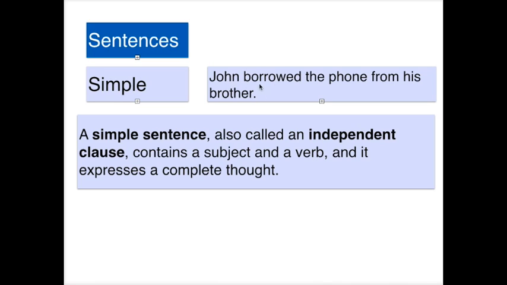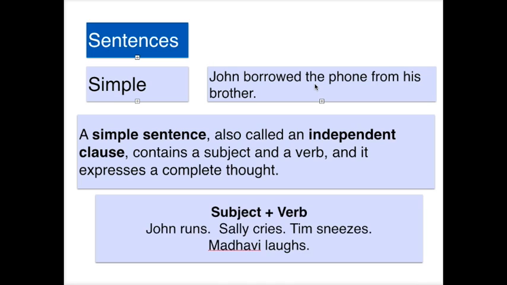So for John borrowed the phone from his brother, we have the subject. Who are we talking about? What are we talking about? We're talking about John. What did he do? He borrowed. And then we have this additional detail here, the phone from his brother. So the subject-verb combination is essential to make a clause.